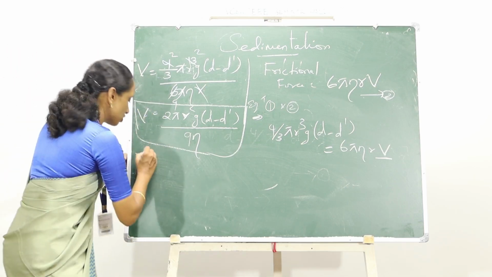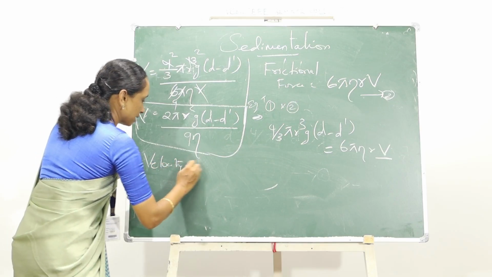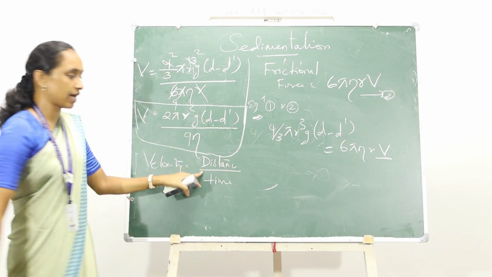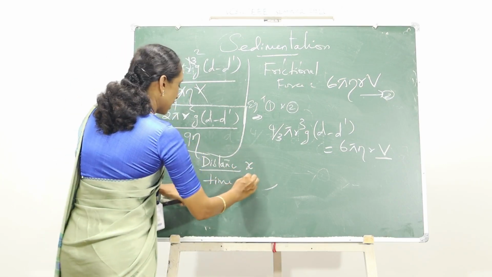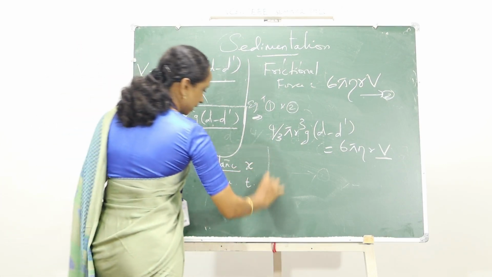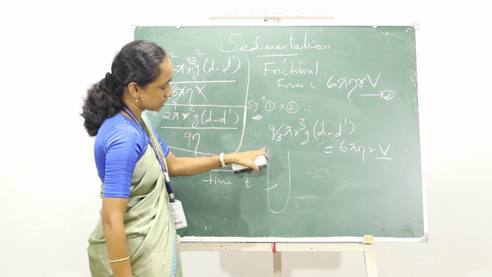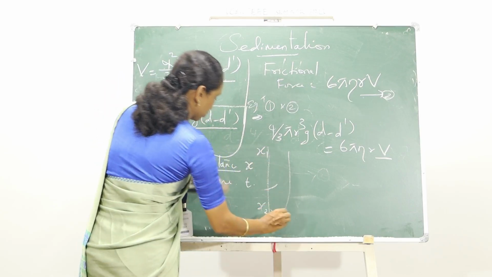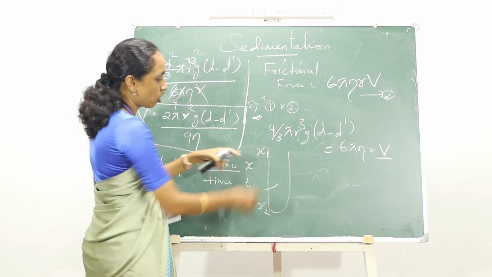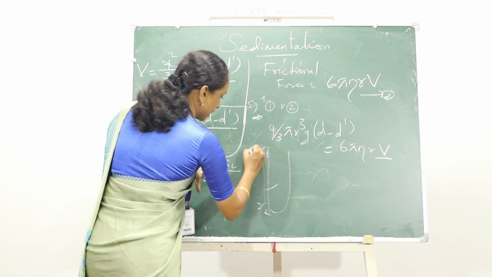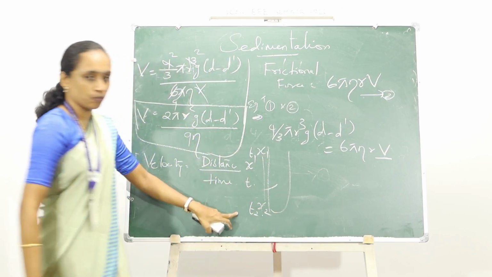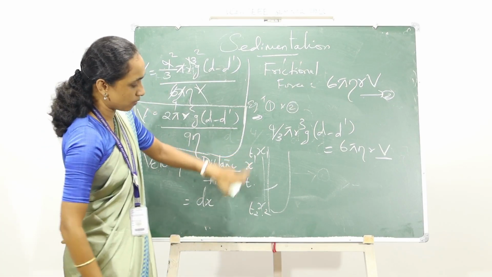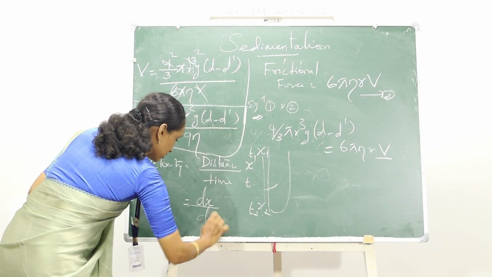You all know what velocity is. Velocity is nothing but distance by time. Here we can mention distance as x and time as t. For example, during centrifugation, the distance travelled by the sample from top to bottom can be written as x1 and x2. And the time taken for a sample or particle to move from upper to lower can be written as t1 and t2. The difference x1, x2 can be written as dx, and the difference t1, t2 as dt. So this is v.